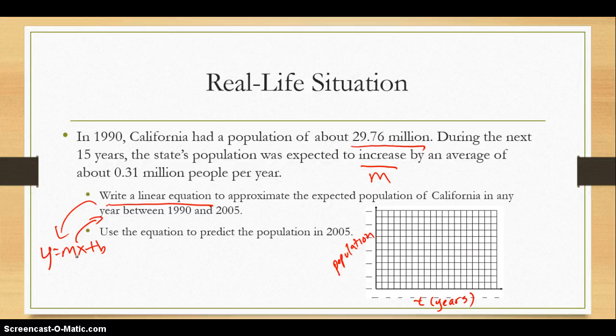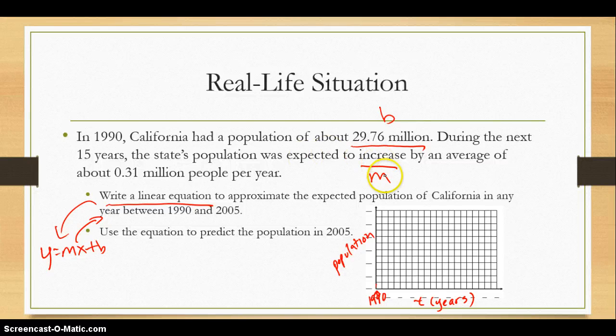So we know that, going back to our graph, we're kind of working in two spots at once to help us figure this out. This right here, the 0 here, is going to be 1990 because that gave us the information during that time period. So we know that this 29.76 is going to be our b. This is our starting point, guys, because that's where we're starting with the data.